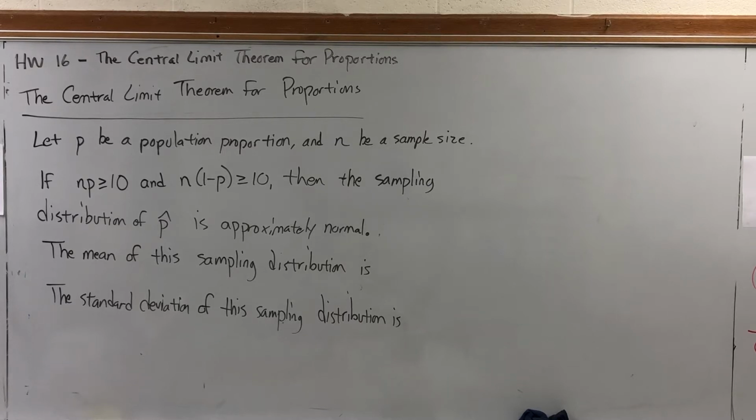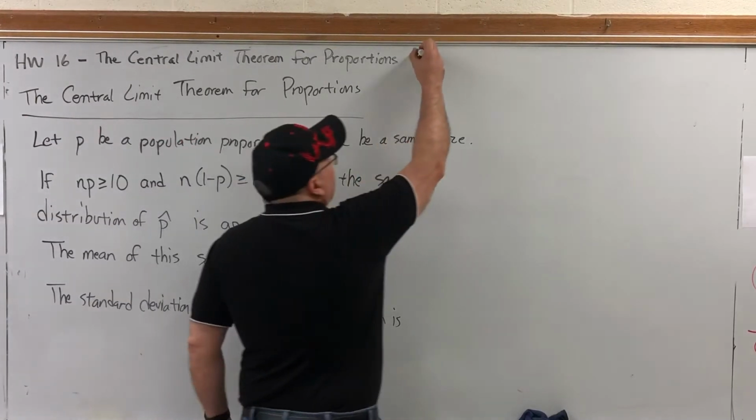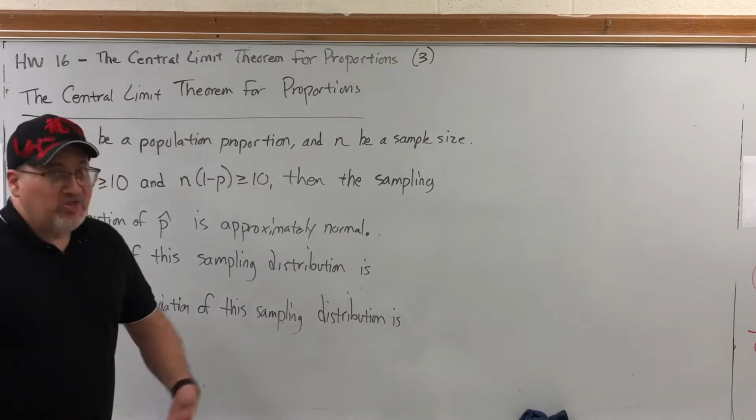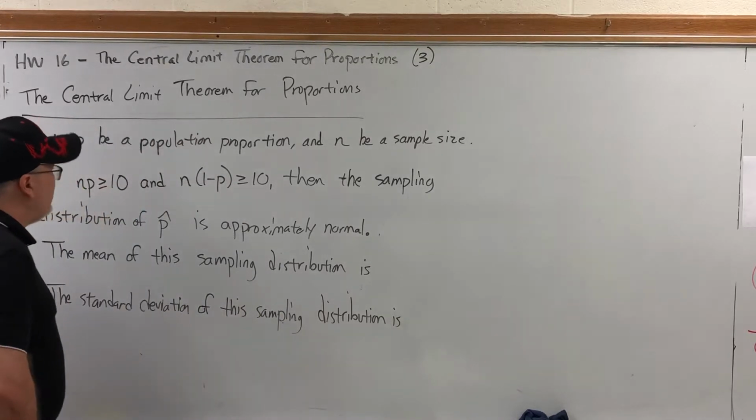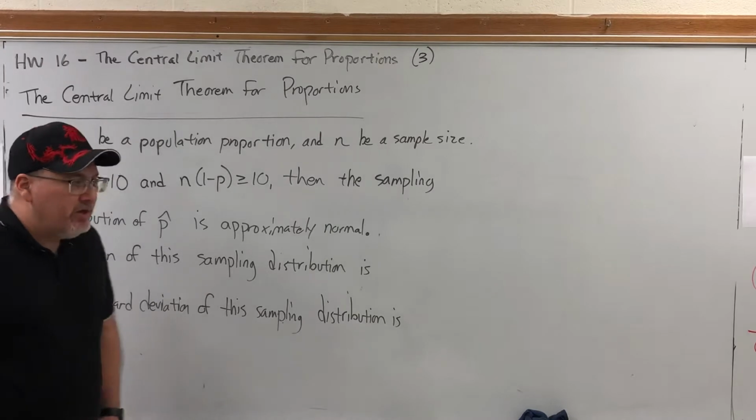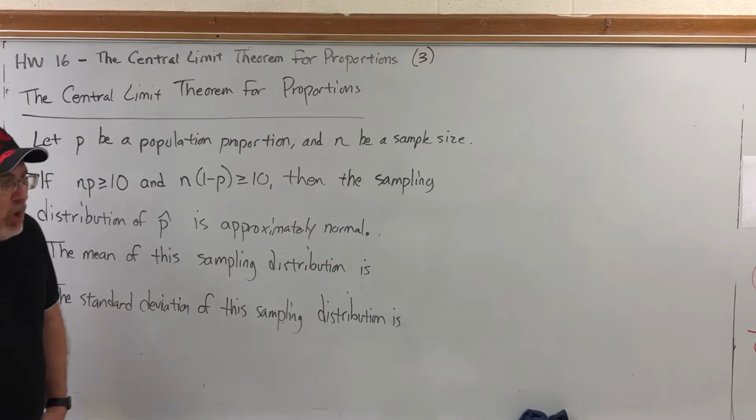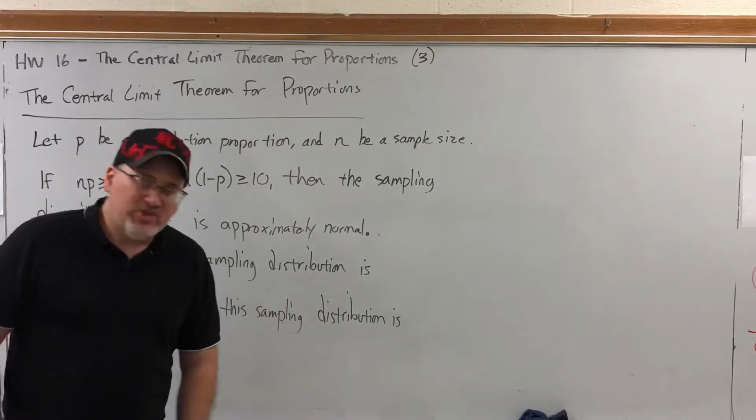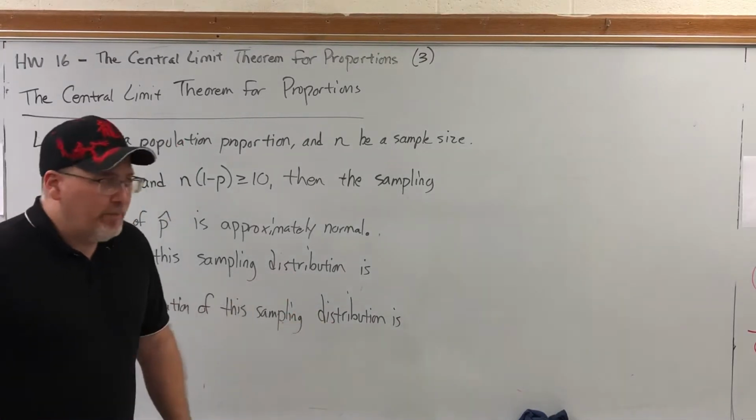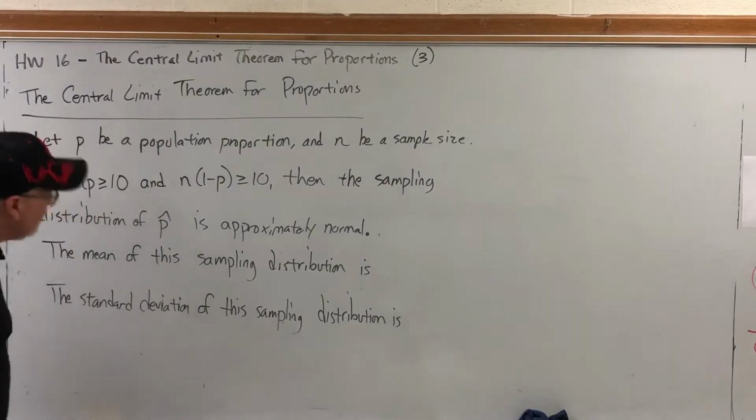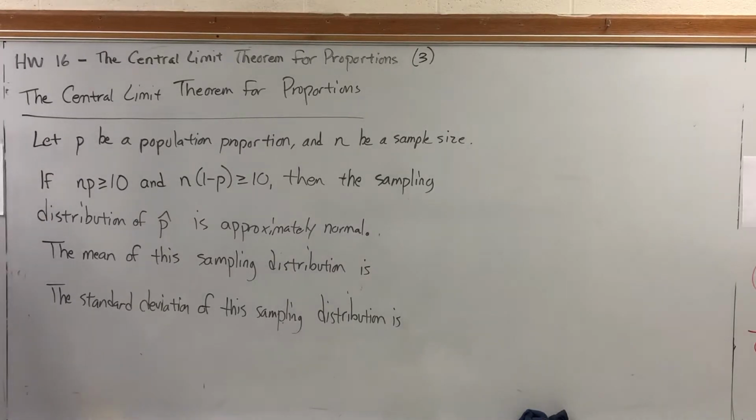Homework 16, the central limit theorem for proportions, video 3. In the first video, we defined what we meant by proportion, both for a sample and a population. In the second video, we discussed a sampling distribution for proportions, for p-hat specifically, where we took all the proportions of a given sample size, calculated what percent of each one had a characteristic, and then formed the distribution for that. Which leads us to the central limit theorem for proportions, and it goes something like this.